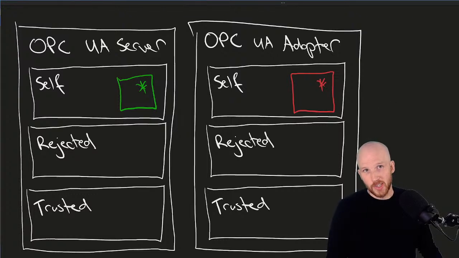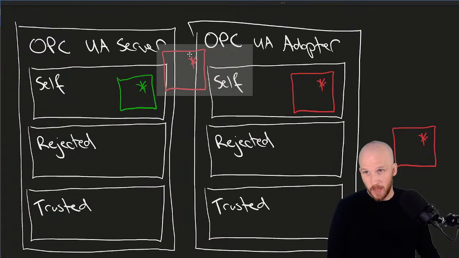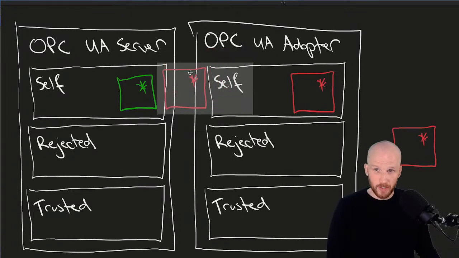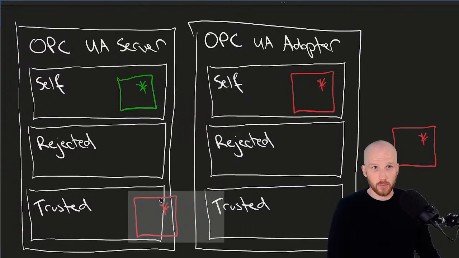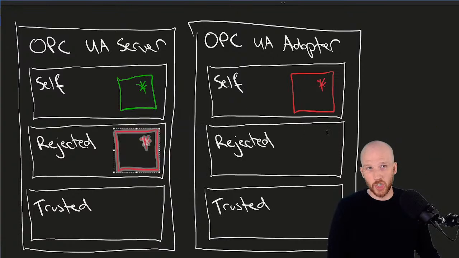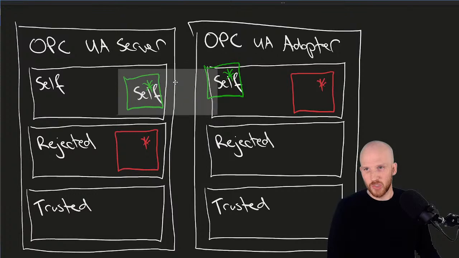When a connection is attempted, our OPC adapter sent its certificate over to our OPC UA server, and the server went, okay, this certificate I was just sent, is it in my trusted directory? No. Okay. I'm going to reject it. And the OPC UA server sent us back.